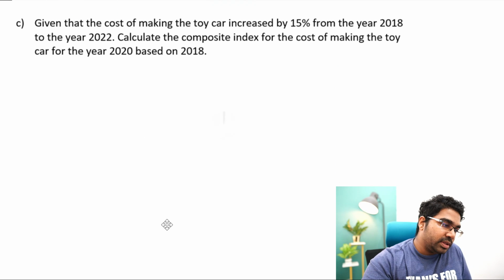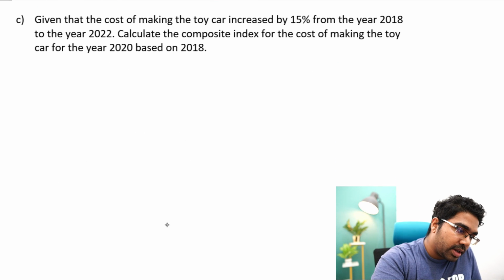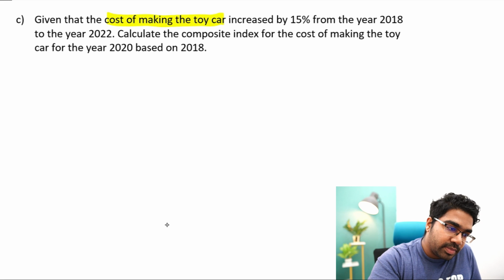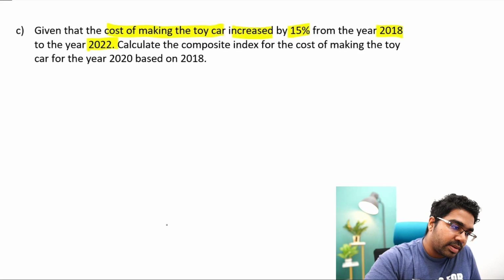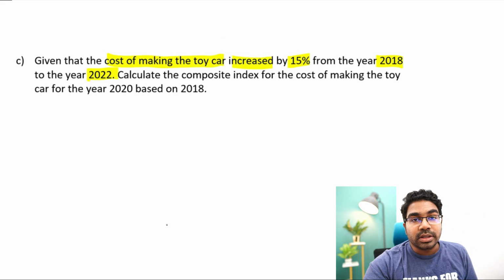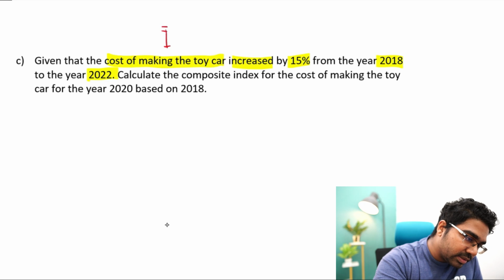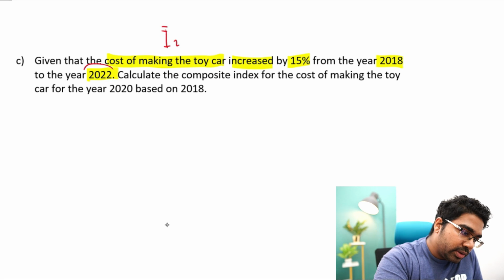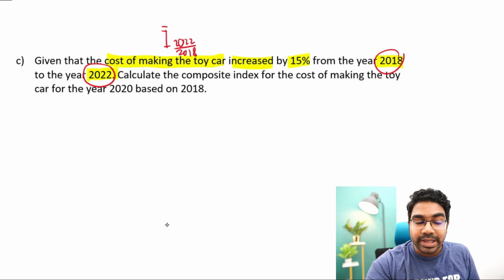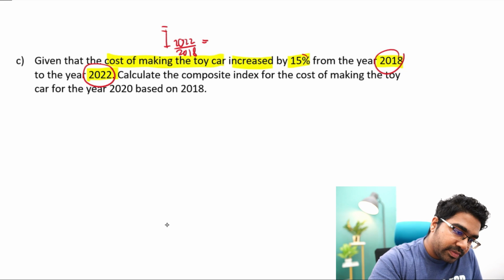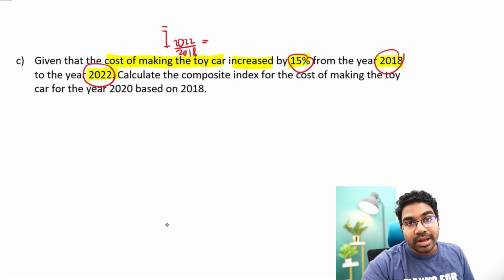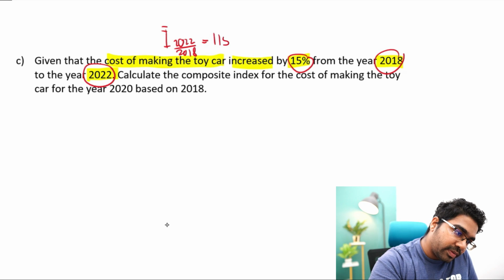Now, given that the cost of making the toy car increased by 15% from 2018 to 2022. So what does this represent? Cost of making the toy car, the whole toy car. That means we are saying that the composite index of 2022 based on 2018 increased by 15%. So again, we use the same method. 100 plus 15, which is 115.